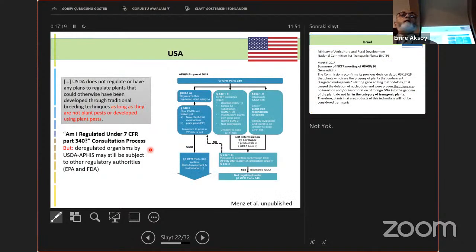So now we will talk about the USA. The USA does not regulate or have any plans to regulate plants which could otherwise have been developed through traditional breeding techniques, as long as they are not plant pests or developed using plant pests. So they have the website, regulated under 7 CFR part 340. But deregulated organisms by the USDA APHIS may still be subject to other regulatory authorities.